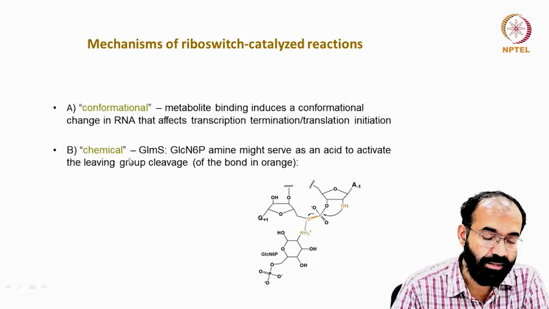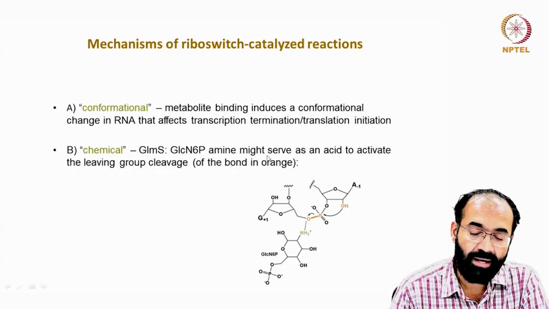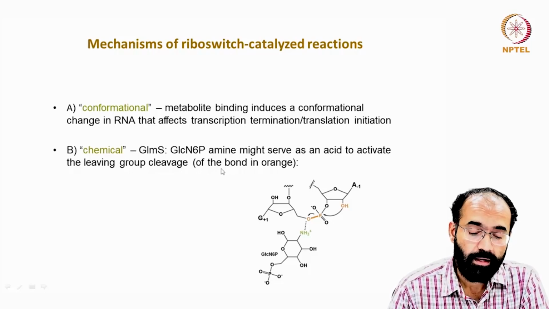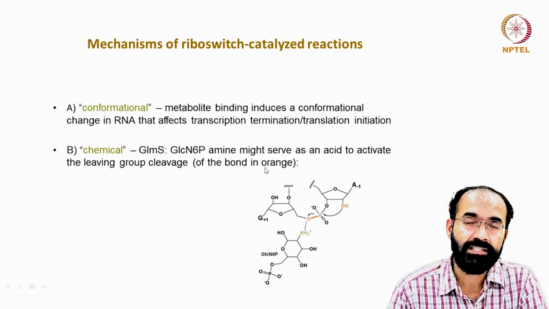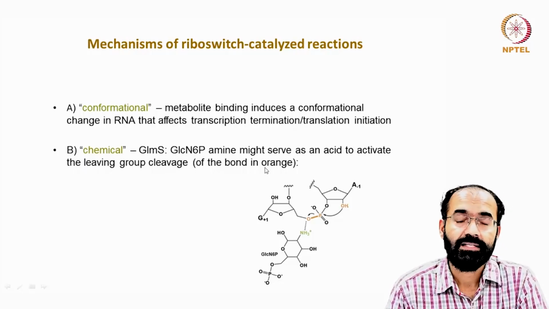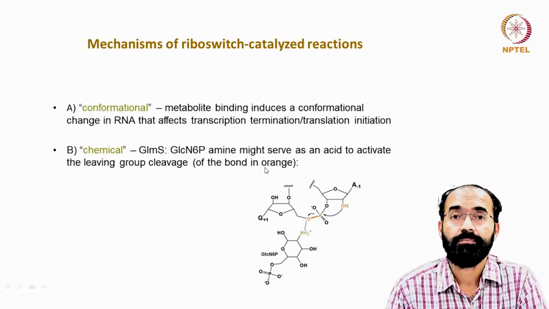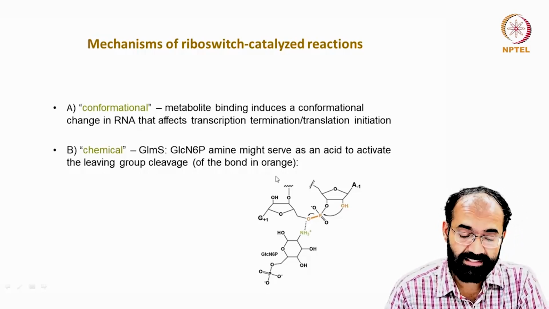Second case is a chemical. In this case, GLMS. What happens? GLCN6P amine might serve as an acid to activate the leaving group after the cleavage. So, this change happens because once the degradation of the RNA happens, the leaving out product should be stabilized, without which the bacterial system can suffer. So that is a chemical means of stabilizing the leaving group.